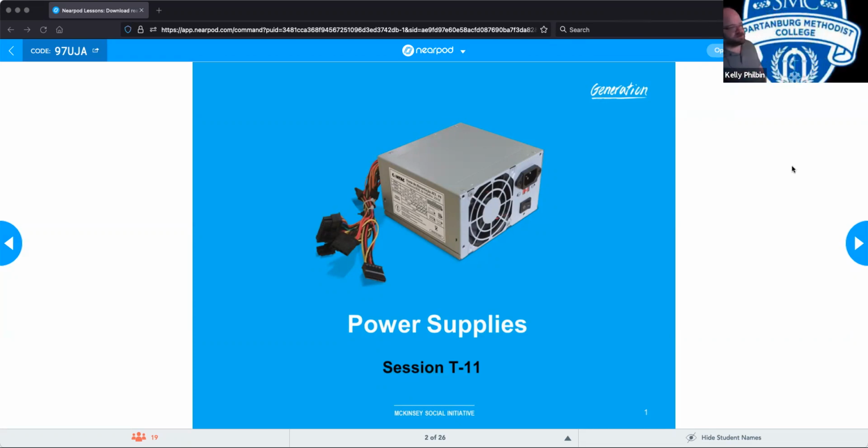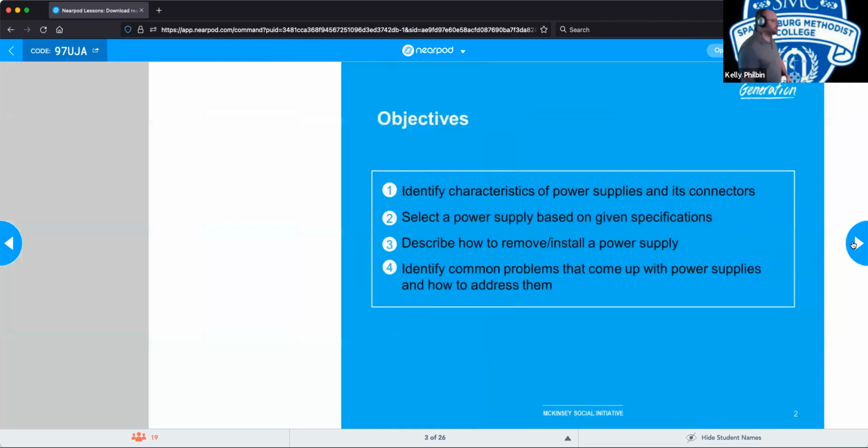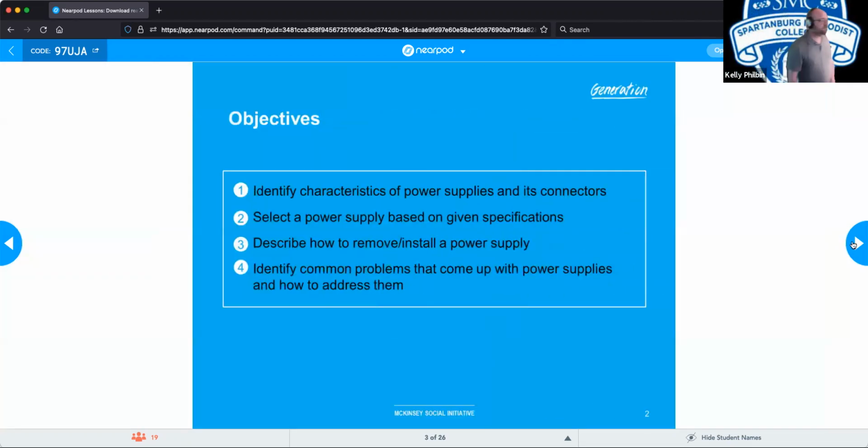So today, we're going to be talking about characteristics of power supplies and the connectors involved as well. Be able to select a power supply based on given specifications, describe how to remove and install a power supply, and identify common problems that come up with power supplies as well and how to address them.